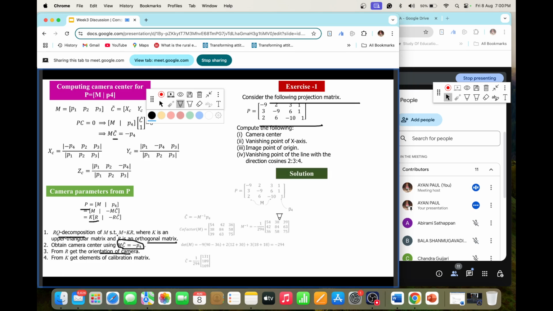Okay, so how do we write it? So actually this is your M matrix and this is your P4 matrix if I divide the P matrix, or projection matrix. Now camera center will be nothing but minus of M inverse P4. Okay, so whenever we do this, we can get the camera center. So please remember this is an inhomogeneous coordinate. So that is why we have a tilde over here.